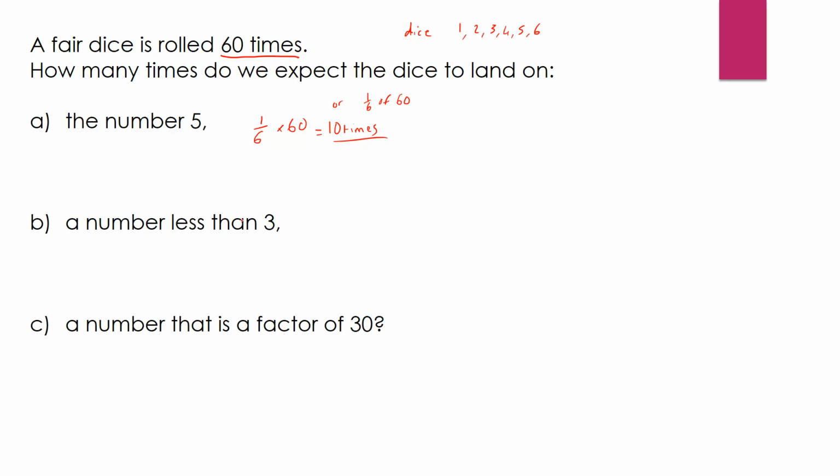What about a number less than 3 then? How many of the 60 rolls of the dice would we expect to land on a number less than 3? Well, in this case, the dice could land on a 1 or a 2. So the probability of it landing on a number less than 3 is 2 out of 6. And again, because we've done the experiment 60 times, we are going to find 2/6 of 60. So we're going to do 60 divided by 6 and then multiply the answer by 2. 60 divided by 6 is 10, and 10 times 2 is 20. So we would expect it to land on a number less than 3 on 20 occasions.